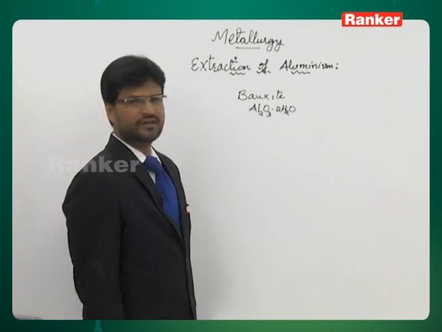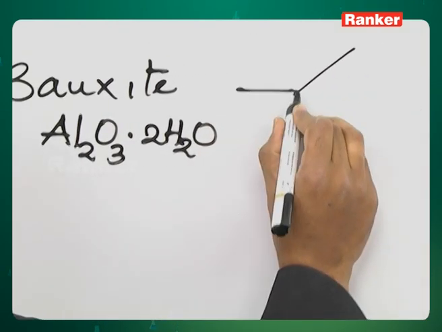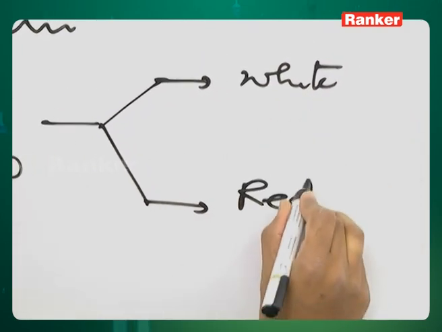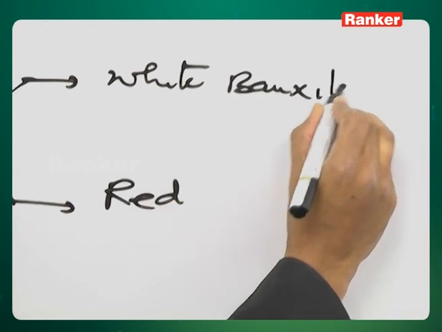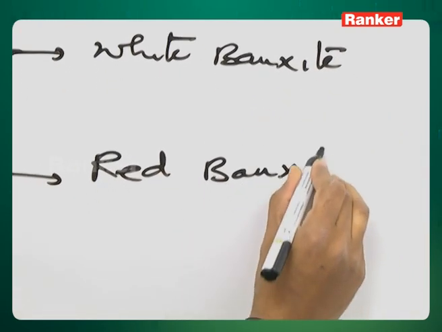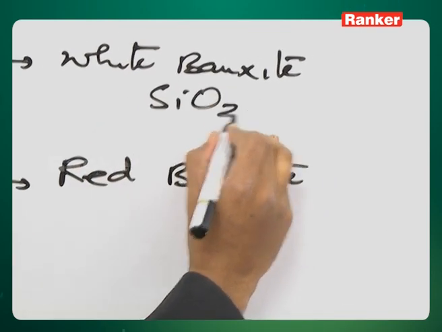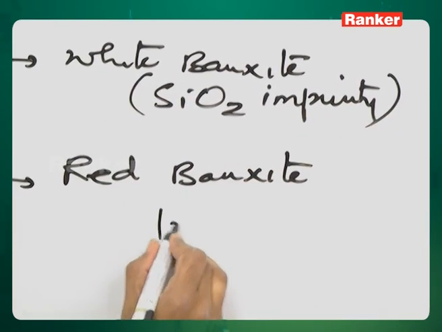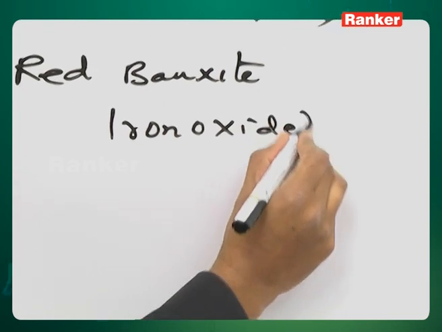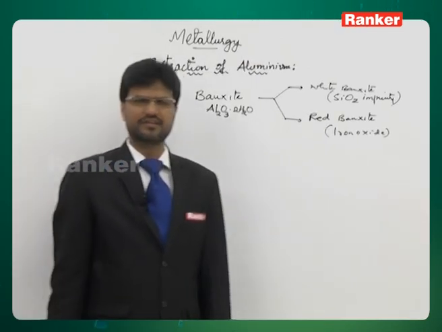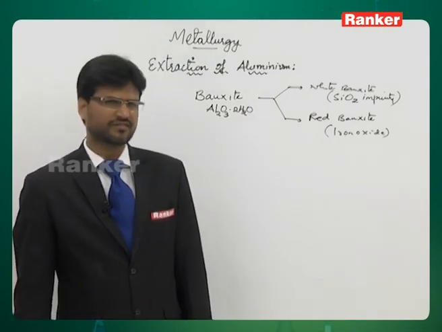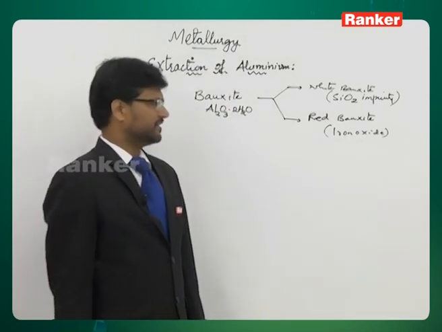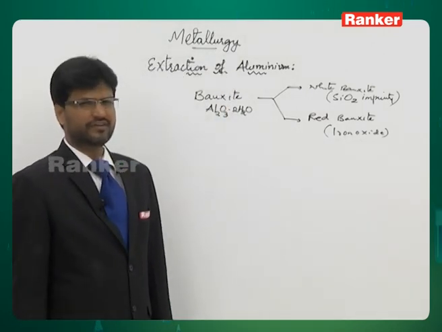Based on that, bauxite is given two different names: white bauxite and red bauxite. White bauxite consists of SiO2 impurity, and red bauxite consists of iron oxide impurity. So bauxite associated with silica impurity is called white bauxite, and the bauxite which is associated with iron oxide impurity is called red bauxite. So the very first step in the extraction of aluminum from bauxite is the purification of bauxite.